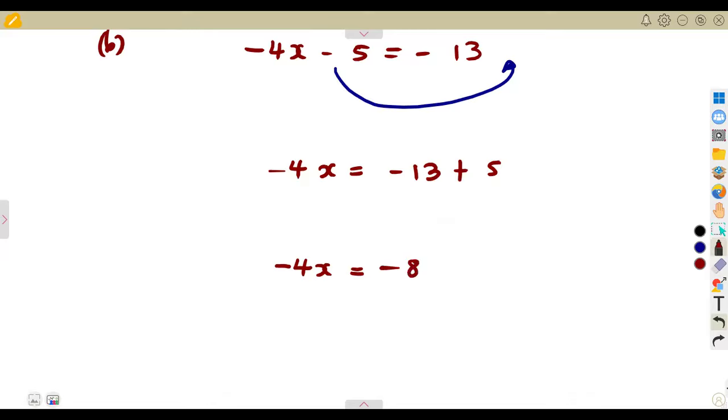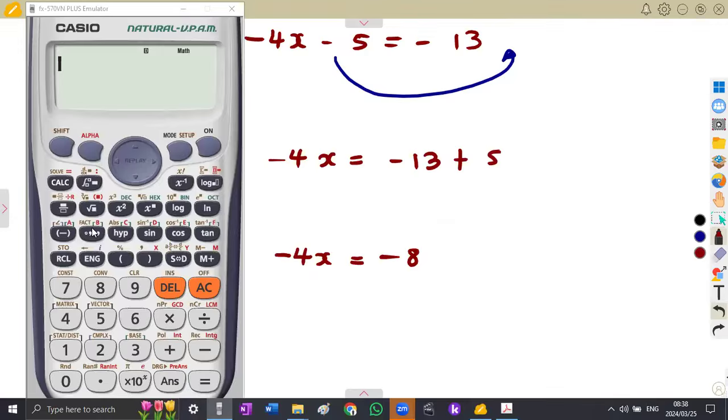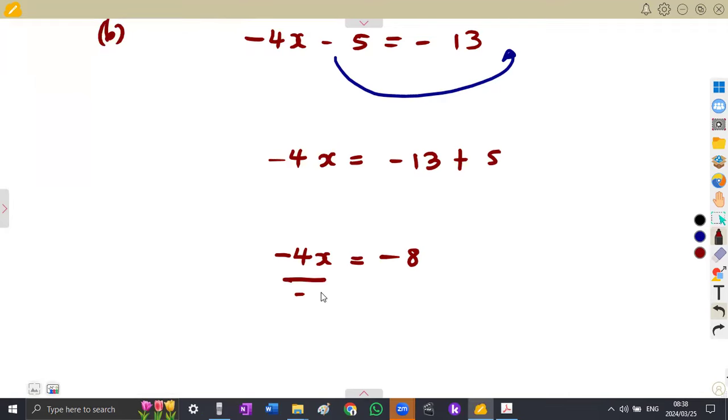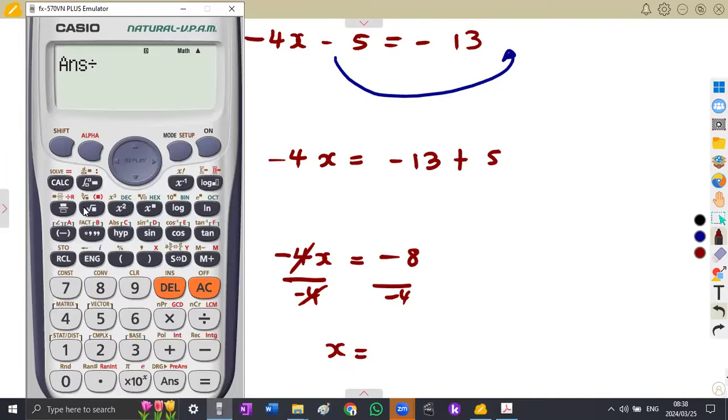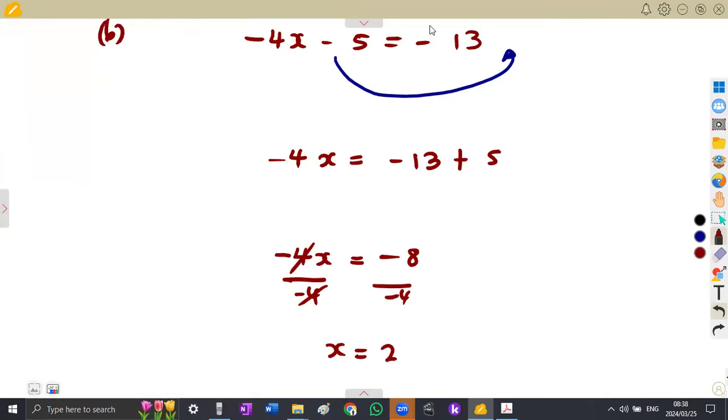Or you can just do this on your calculator. Let me just show you this part. I hope you are used to your calculator. So just subtract. This is minus 13 plus 5, so that's minus 8, all right? So you divide by -4 both sides to obtain the x value. Minus 8 divided by -4 gives you +2. So this is the value of x which satisfies our equation.